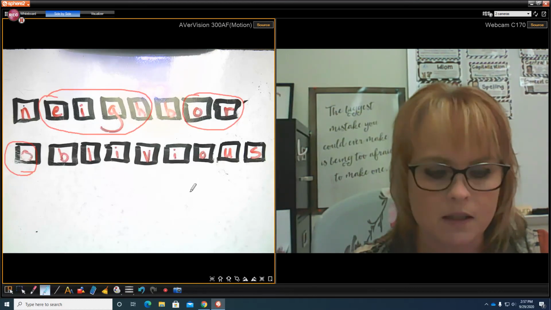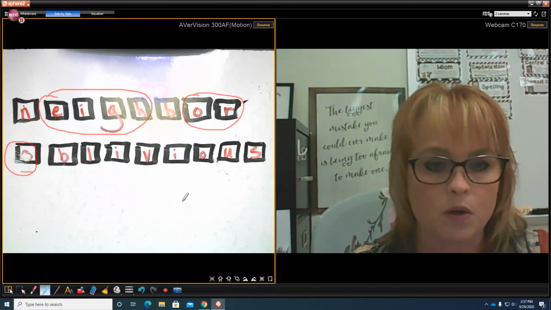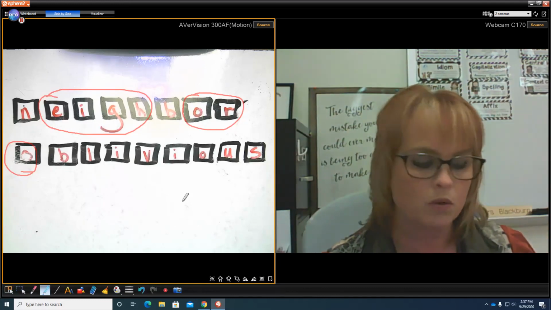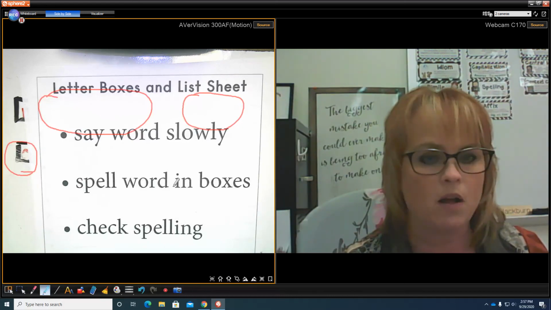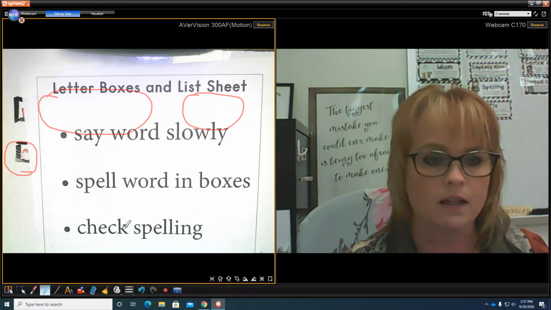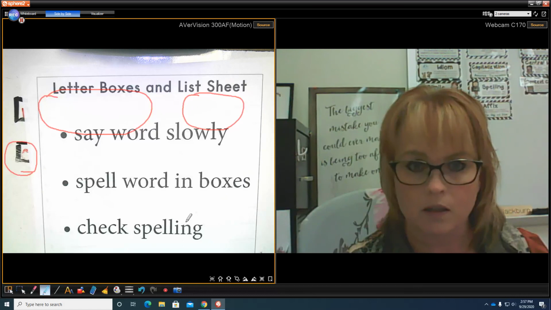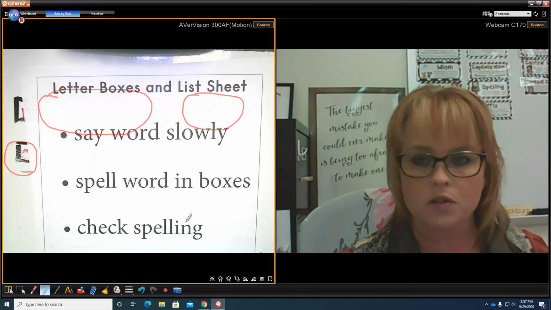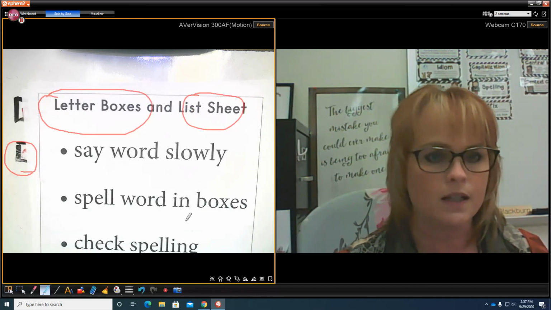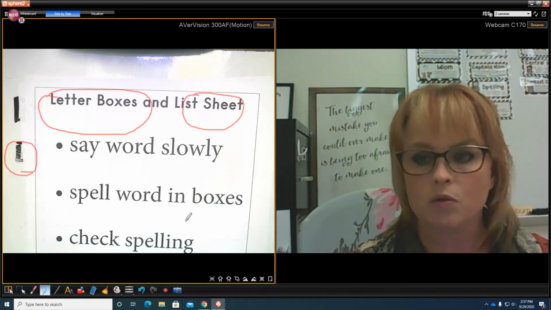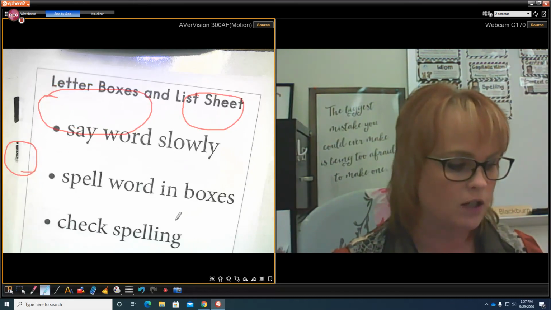On the puzzle piece, like I said, you will have some words that you will say the word slowly, then you will spell the word in boxes, and then you'll go back and check your spelling. Okay? If you have any questions or struggle with the assignment, remember to refer back to the video. That's the nice thing about the lessons being on Schoology, is that you can always refer back to the lesson.